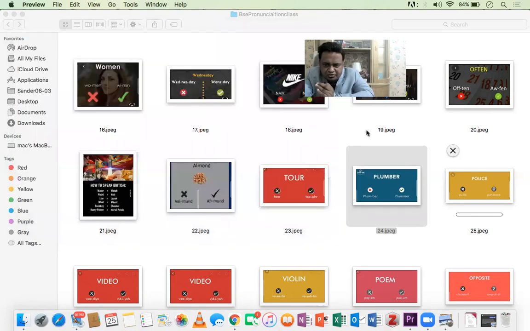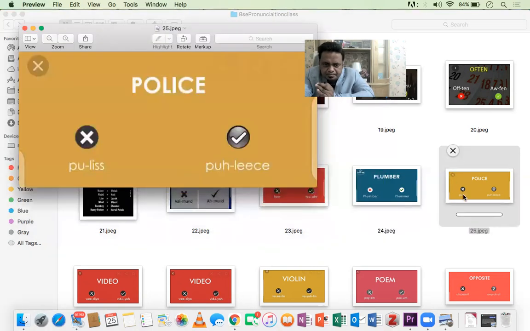Okay, let's move to the next one: police. The second syllable is not short. We stretch it a bit, so the E is a longer vowel sound, police.